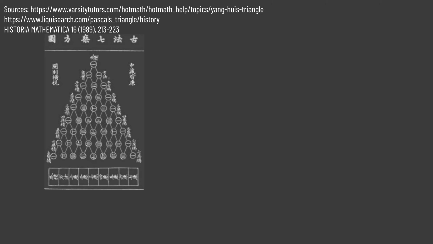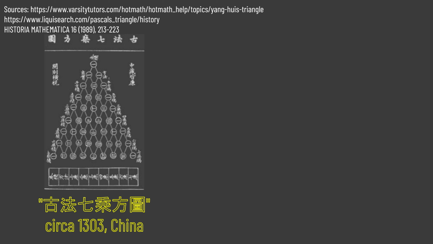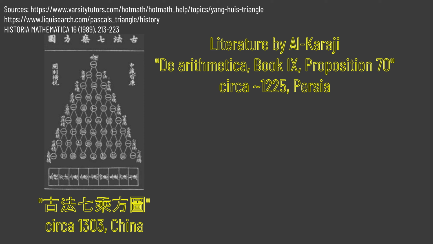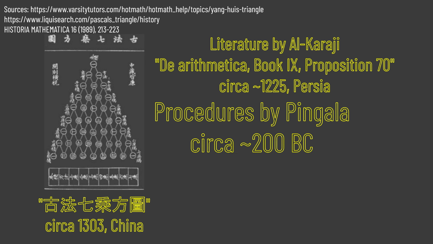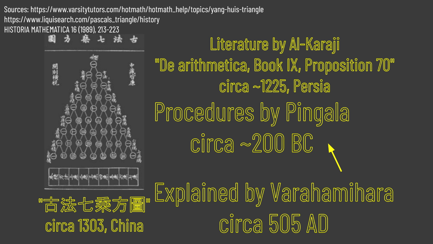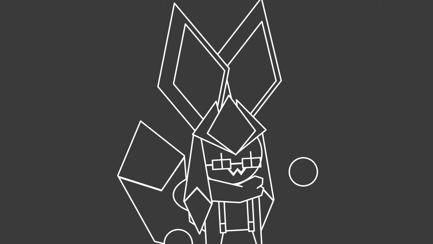He was not the first to think of such a concept because it was used in China as far back as over 700 years ago, as Yang Hui's triangle. Before Pascal, it was described by some Persian guy in the 13th century in his literary works. Hell, even its concept was first developed as a procedure by a Hindu poet named Pingala in 200 BC, in which it was described again by some other guy named Varahamihira several hundred years later using Pingala's procedure. Damn! So yeah, it was pretty well known before Pascal gave it the universal name.